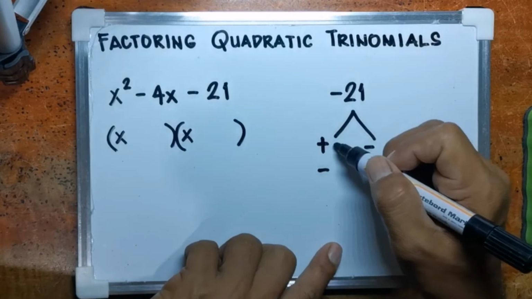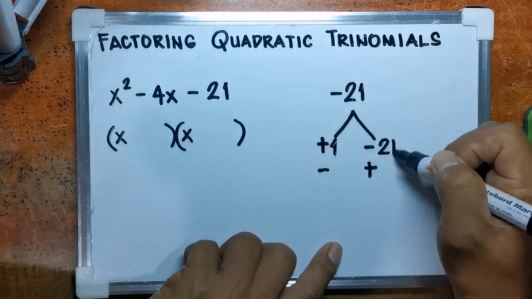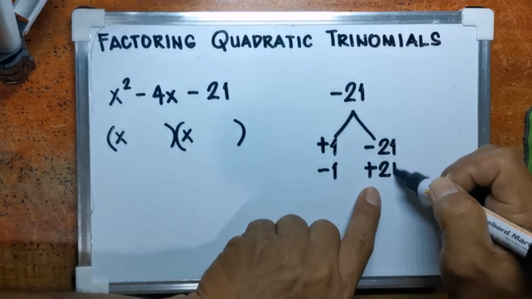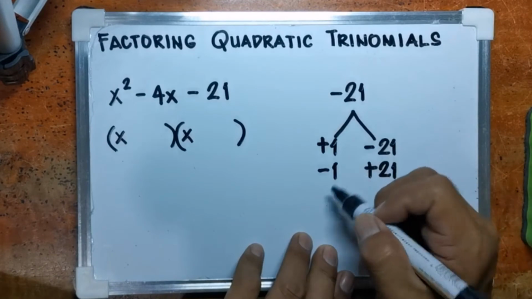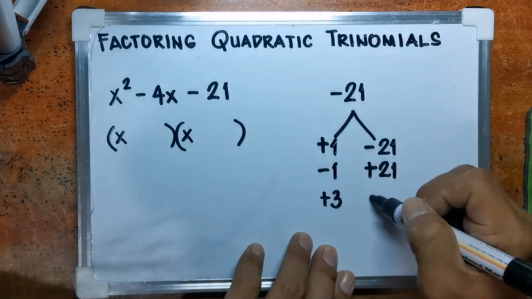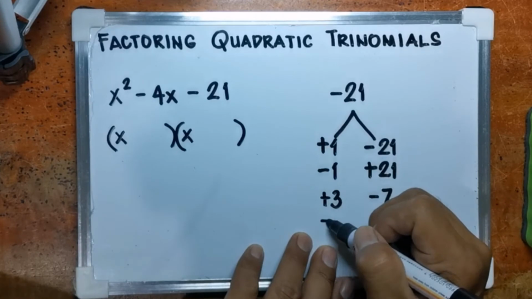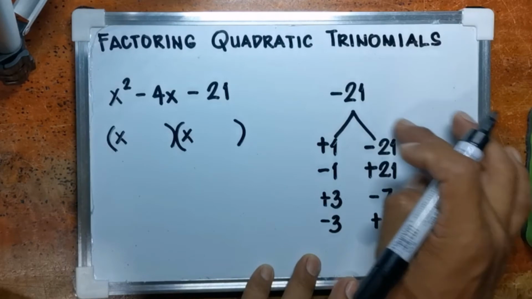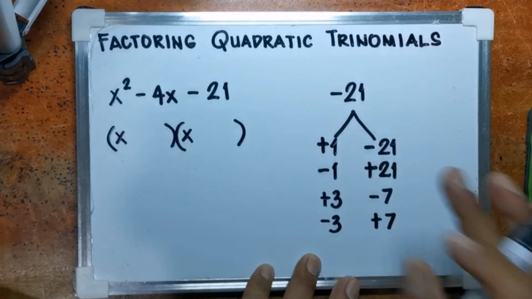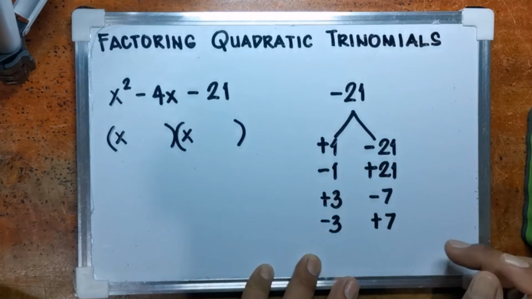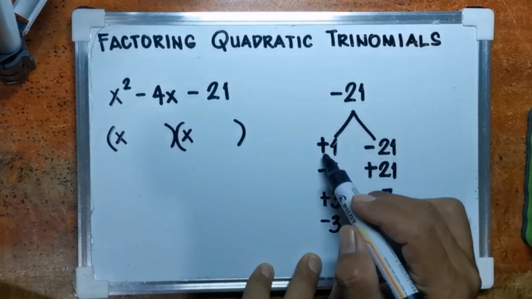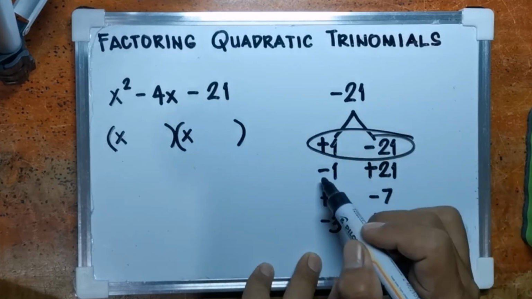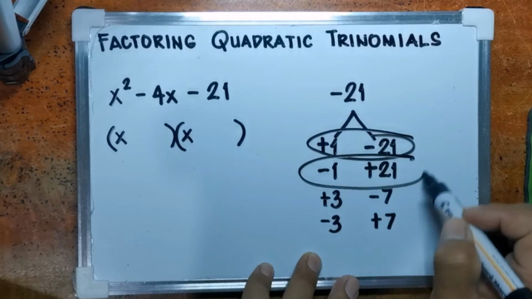So, unang-una syempre meron tayong positive 1 and negative 21. Or yung 1 ang negative and then yung 21 ang positive. Other factors, we can have positive 3 and negative 7 or negative 3 and positive 7. Now, which among these four pairs has a sum of negative 4? So, for positive 1 plus negative 21, hindi, that's negative 20. Negative 1 and positive 21, that's positive 20.